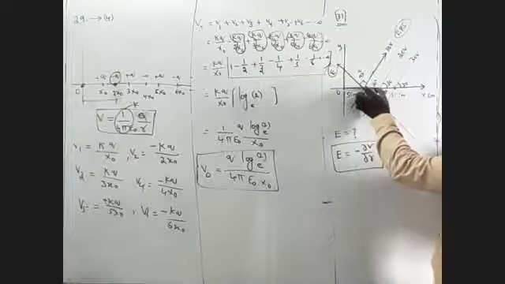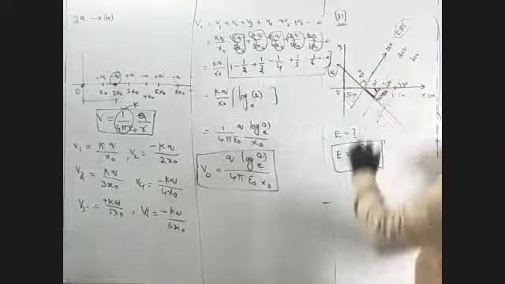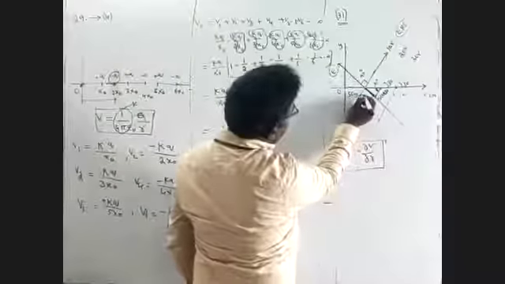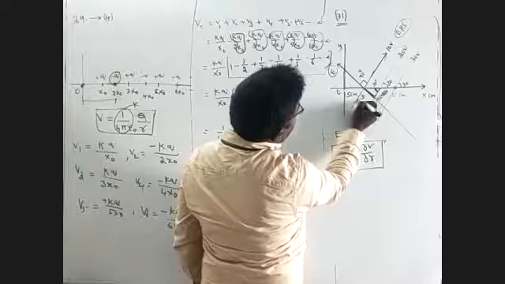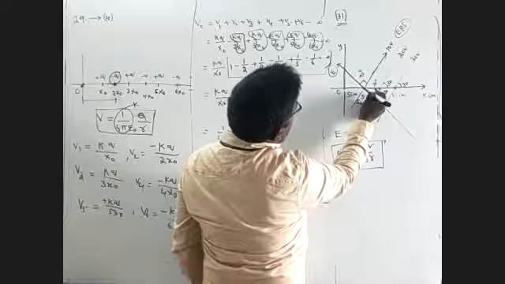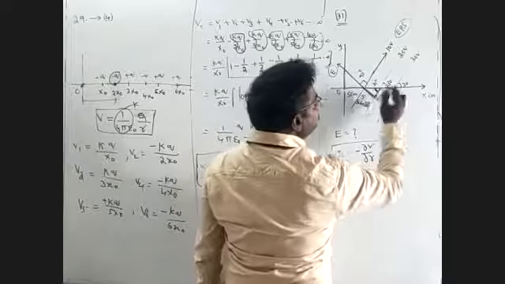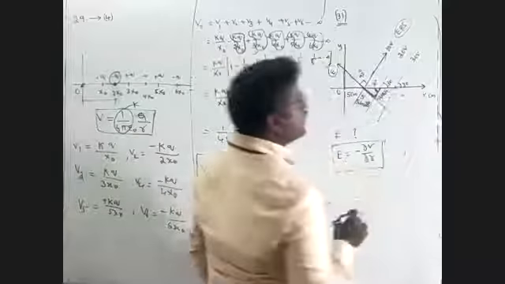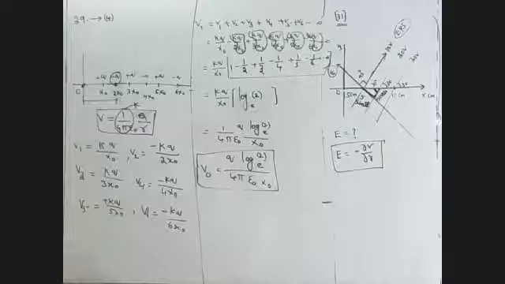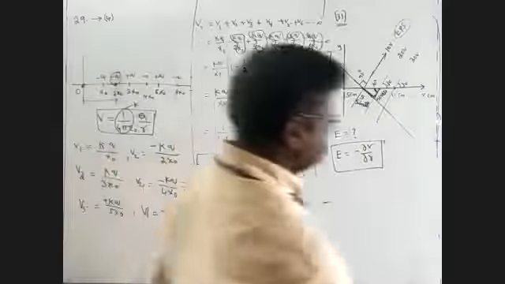This 5 can be resolved into two components. One is 5 cos theta, and the other is 5 sin theta, that is, 5 sin 30 degrees. This line is how much? 5 sin 30. This line is 5 cos 30. Okay, I'm drawing neatly, since that did not appear once again.